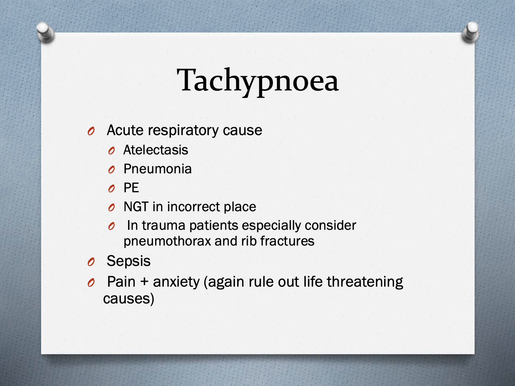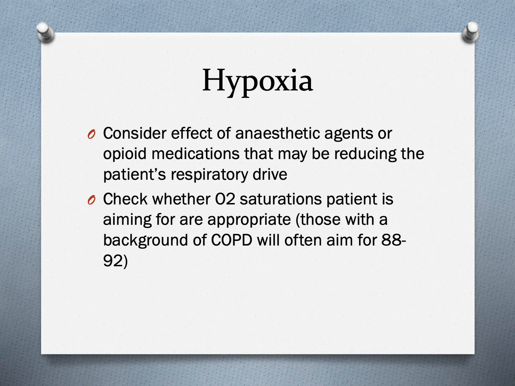Like I mentioned before, PE is always a concern for surgical patients. If they have an NG in place, always think that there's a possibility that it might be in the wrong place and has actually gone down into the airway. And in trauma patients, you should consider things like pneumothorax and rib fractures as causes of tachypnea. Again, I repeat, sepsis, but it can cause derangement in most vital signs, and pain and anxiety again can cause people to breathe fast, but you should always think about other more life-threatening causes first.